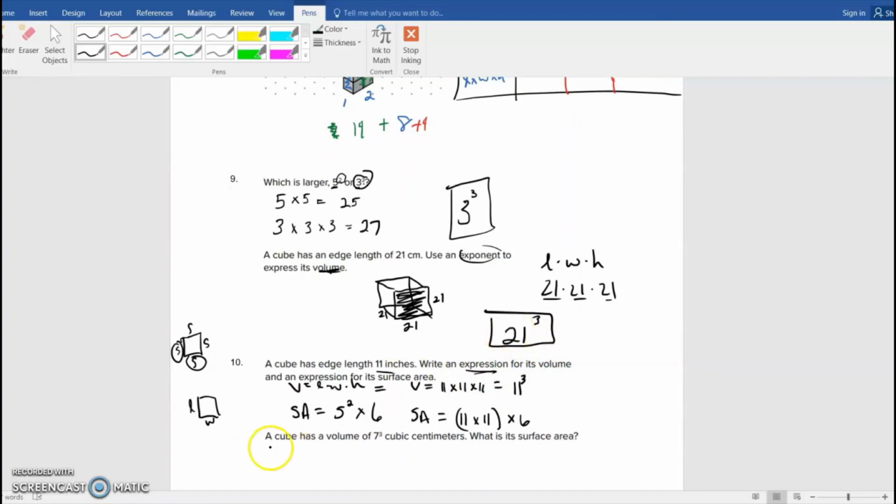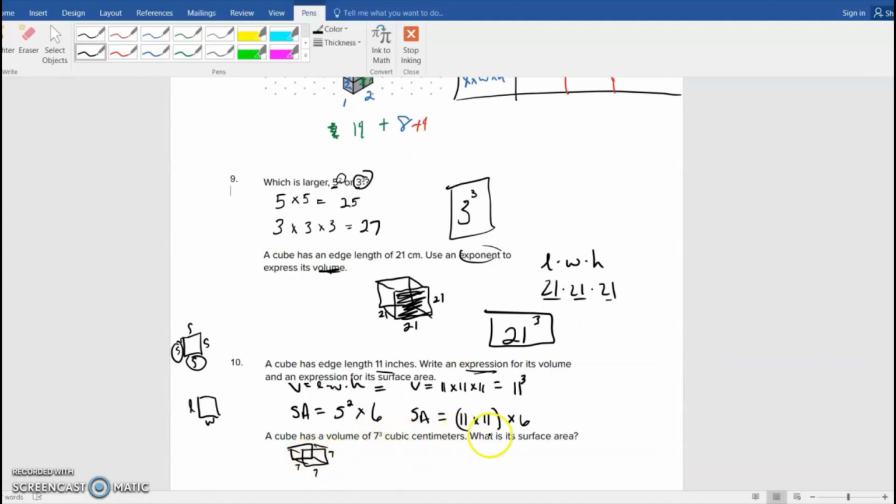And lastly, it says a cube has a volume of 7 cubed cubic centimeters. What is its surface area? So again, I think it would be really helpful to draw a picture. A couple of squares overlapped, connect their corners. The volume is 7 cubed cubic centimeters. So that means each side is going to be 7, 7, 7, because remember, volume is length times width times height.